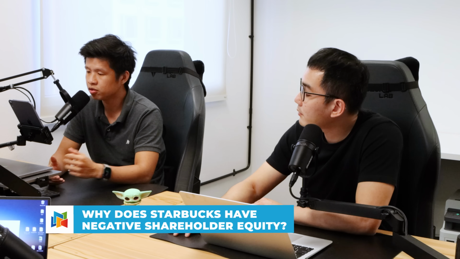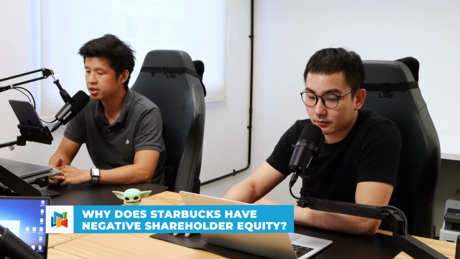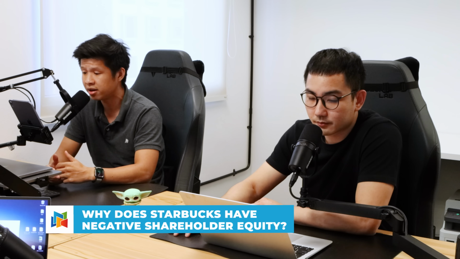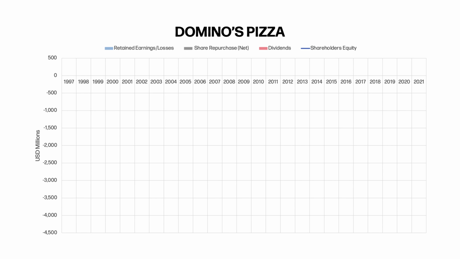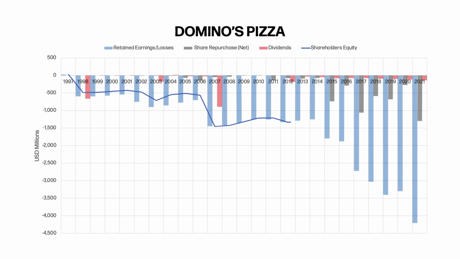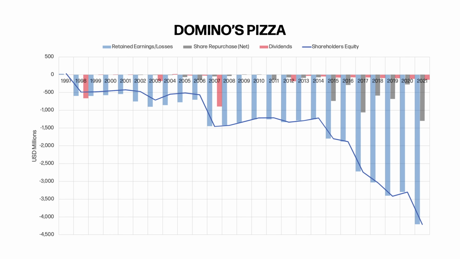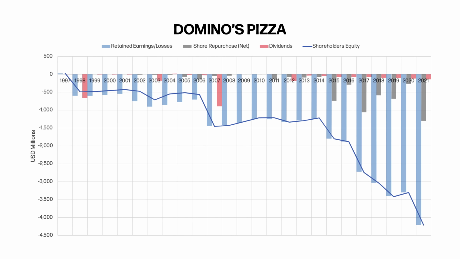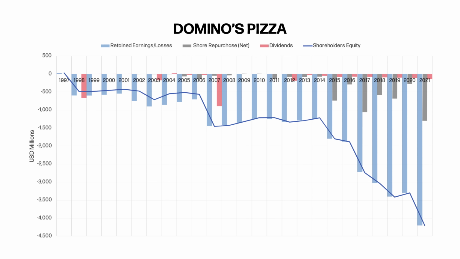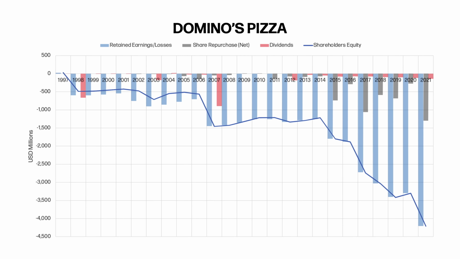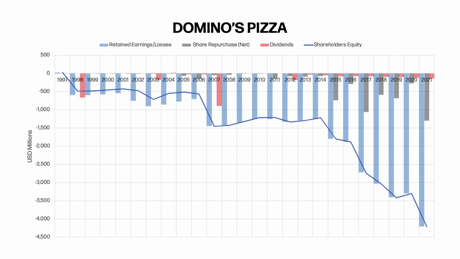So I think the other example would be Domino's Pizza. I think this is also a company that has been quite profitable. It's been running on negative equity for over 20 years. And I think the last time that they were in a positive equity position was in 1997. Since 1998, they have been running on negative shareholder equity until today. And I still eat that pizza. And you still eat the pizza.